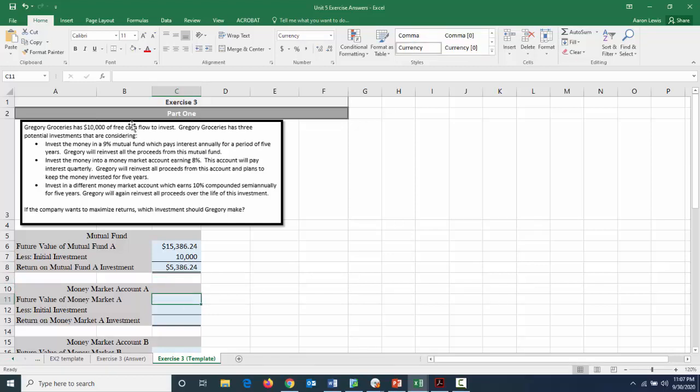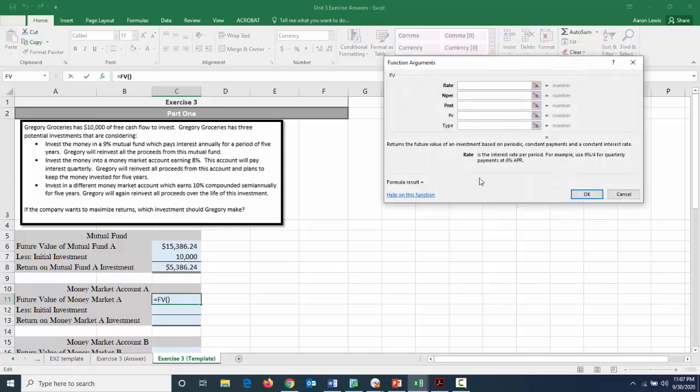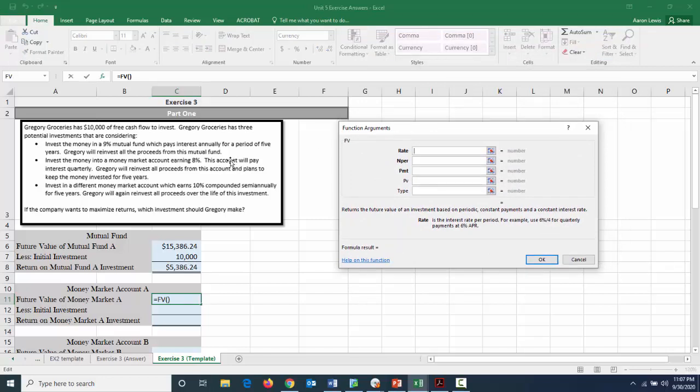What about money market account A? What is the future value of this? Let's go back to our FV function. Rate is the rate of interest we get each time it compounds. It earns 8%, but that is for the year. It compounds or pays interest quarterly, which means that 8% is spread over 4 payments. So each one is going to be 2%.